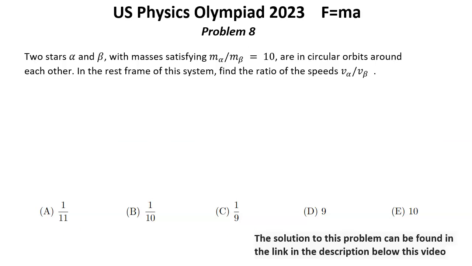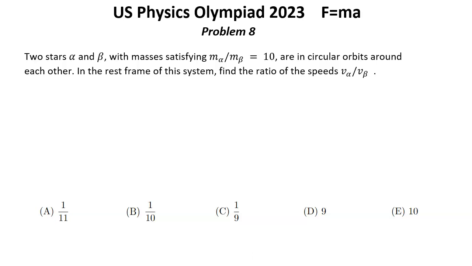Problem number 8. Two stars, alpha and beta, with masses satisfying m_alpha over m_beta equal 10, are in circular orbits around each other. In the rest frame of this system, find the ratio of the speeds v_alpha over v_beta.